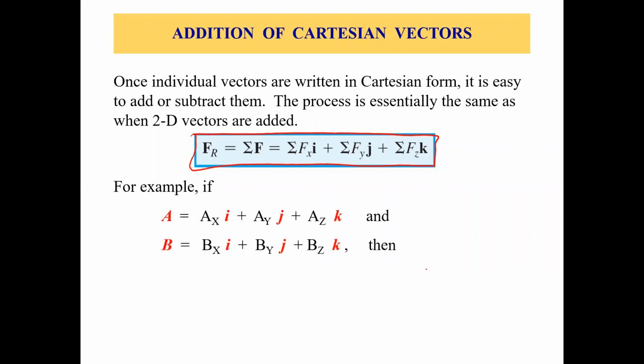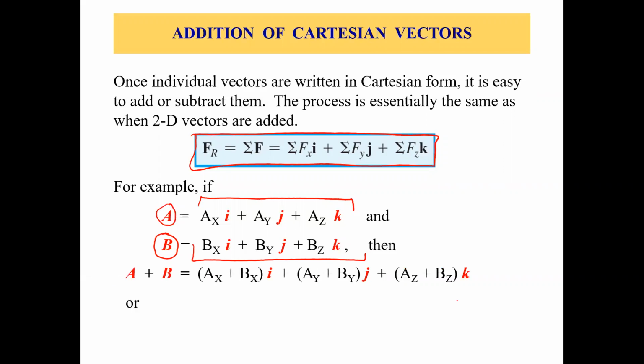Now, just for an example, if we have a vector A, which is axi plus ayj plus azk, right? Because we are talking about 3D space, we have x, y, and z components, 3 components of this vector, right? Okay, and we also have a vector B, which is bxi plus byj plus bzk, right? So we have these 2 vectors.